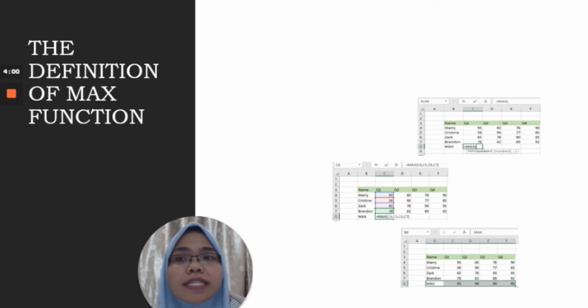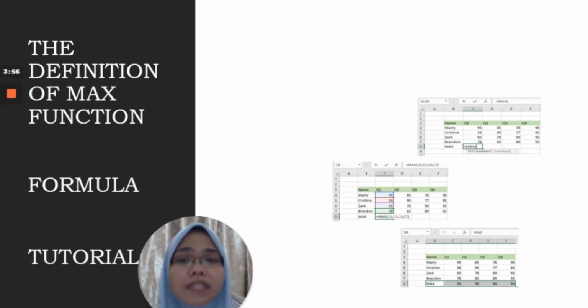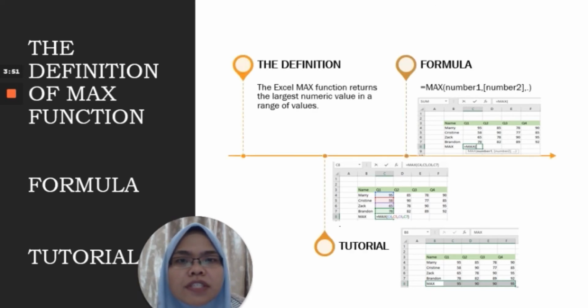I'm going to explain the definition of the max function, the formula, and then at the end of the slide I'm going to show the tutorial. So the definition of the max function: the Excel max function returns the largest numeric value in a range of values. So this is the formula: put the equal sign, max, and then open the bracket, put the number, comma, another number, until the end of the numbers, and then we close the bracket.